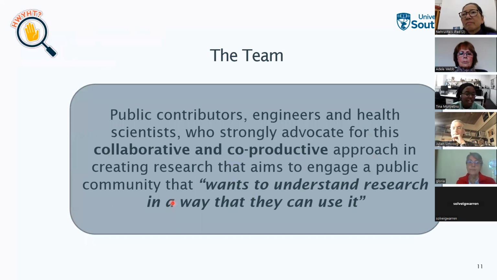So from those sessions and the PhD, over time, we formed this team of public contributors, engineers, and health scientists who strongly advocate for this collaborative and co-productive approach in creating research that not only involves the public, but engages them, because they also want to understand research in a way that they can use it, not just a way that we can publish a paper or generate a code. Like, it has to be something useful.